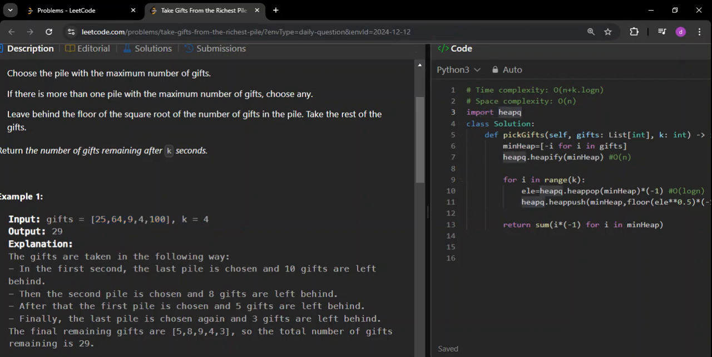But in case of a heap, remember, the first value in the heap again is going to be the highest value, but the second value in the heap need not be the second highest value.